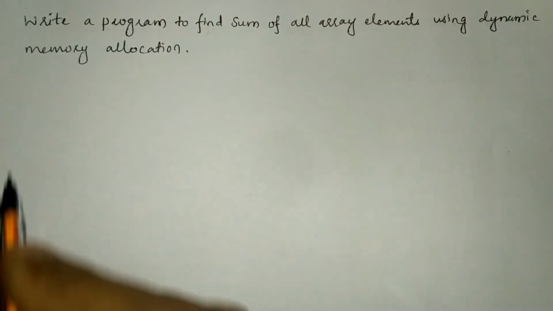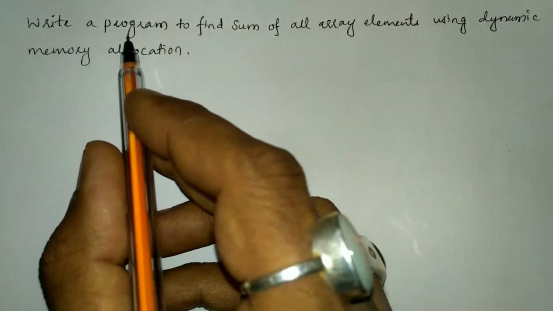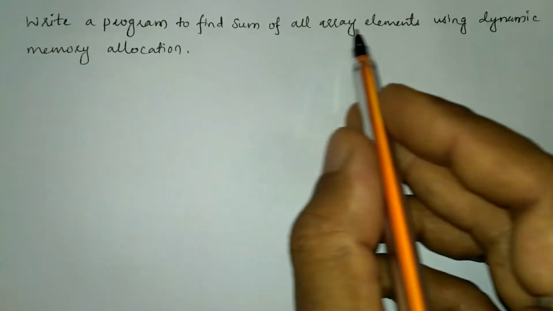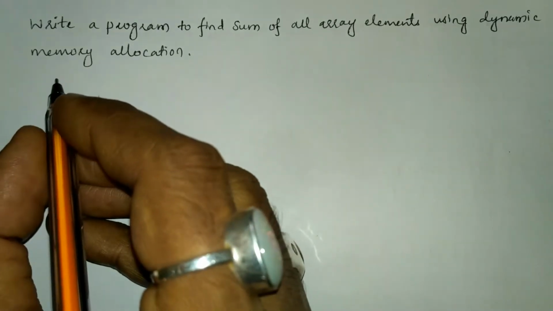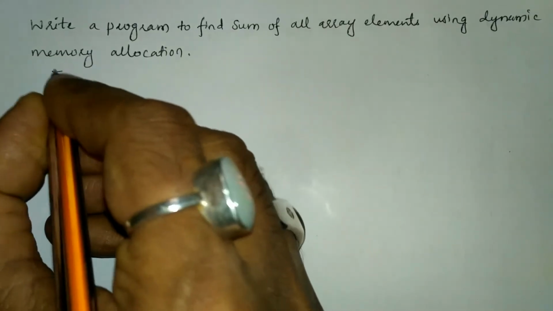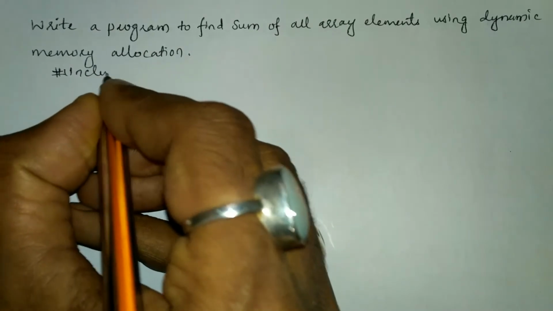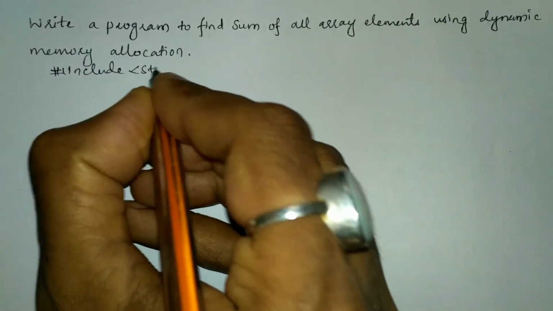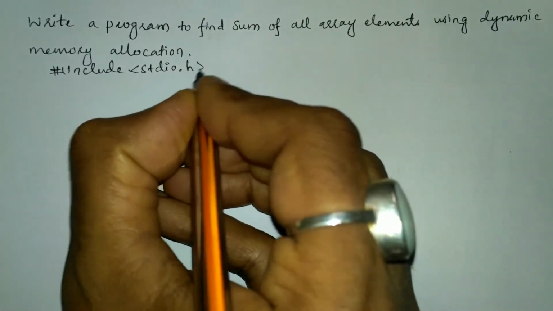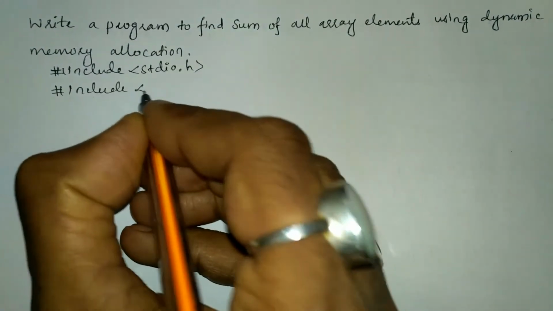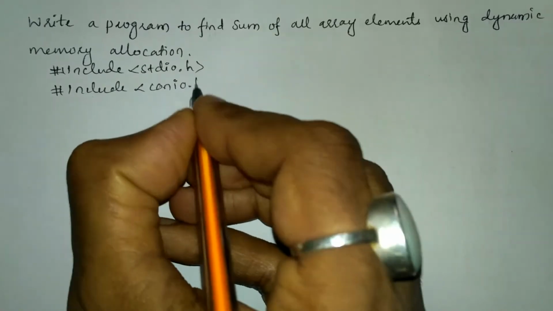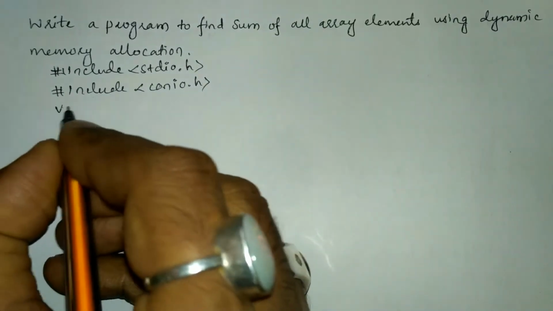My name is Hanmant Ladwa and in this video we are going to write a program to find the sum of all array elements using dynamic memory allocation. So let us write the preprocessor directives. Hash include, in angular brace we'll write standard input output dot h header file. Hash include, in angular brace we'll write console input output dot h header file.